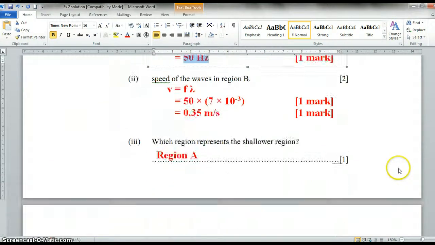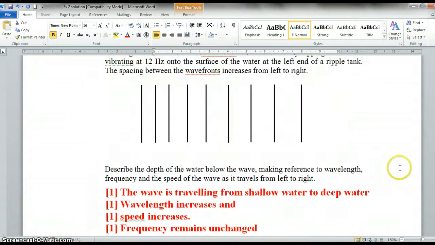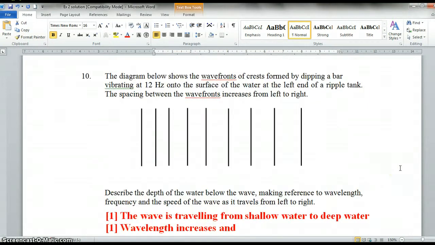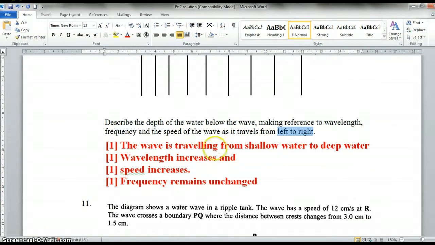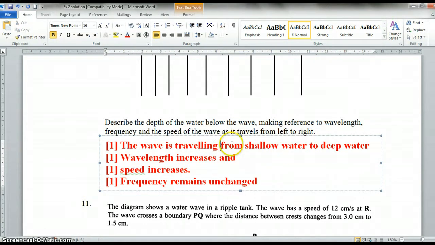Okay, move on. 4-mark question in question 10. Describe the depth of the water, making reference to wavelength, frequency, and speed. There are 3 indications as the wave moves from the left to the right. These are the 4 answers. You must get all of them correct to be awarded the full marks. The description: what happens to wavelength, what happens to speed, what happens to frequency.